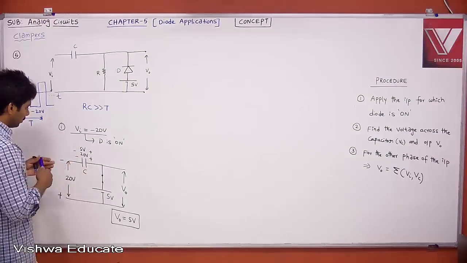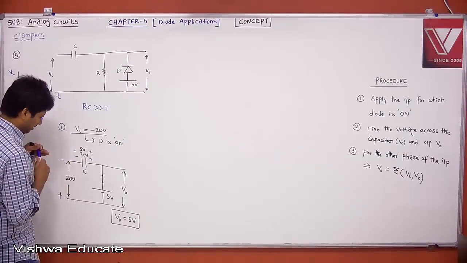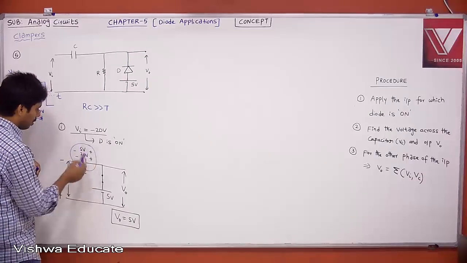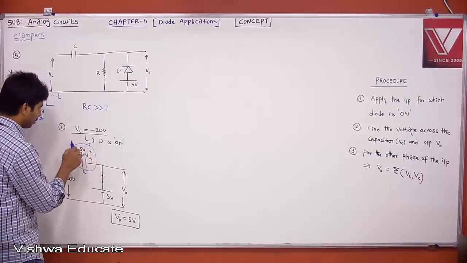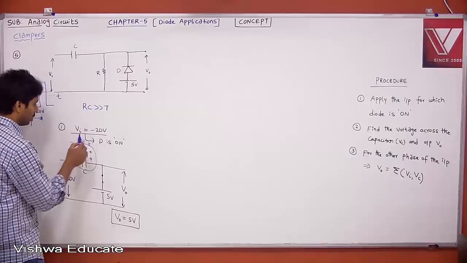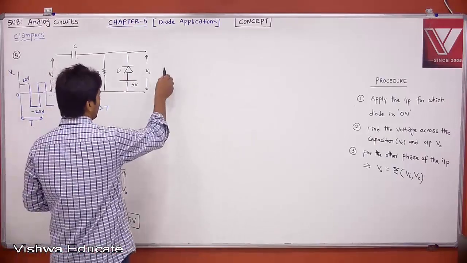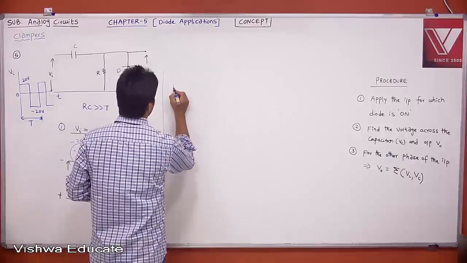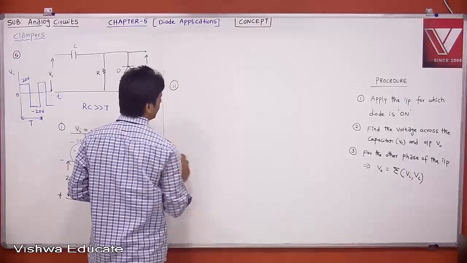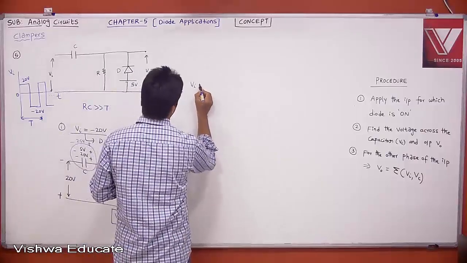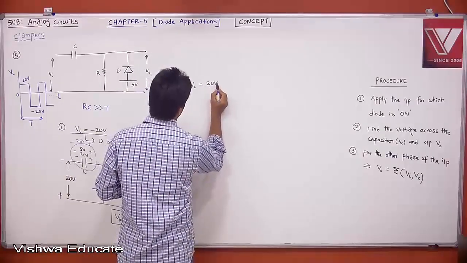Therefore, this is overall nothing but plus minus 25 volt. This is the voltage across the capacitor. I think the second step is also over, and we know the output voltage is 5 volt. Now let's see the second step, which is nothing but the other phase of the input. Therefore, what is the other phase? When Vi is equal to plus 20 volt.